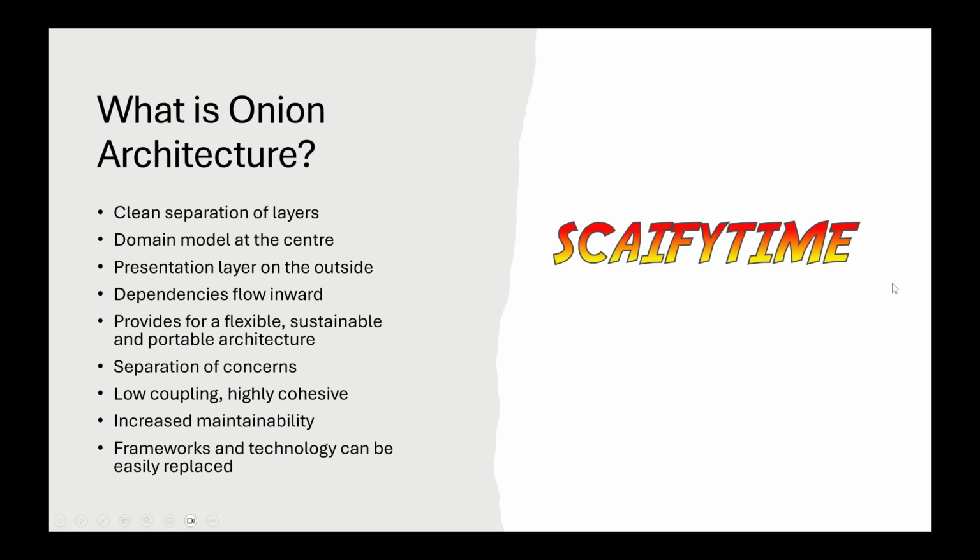So what is onion architecture? Well, it's about ensuring a clean separation between the different layers of an application, of which the domain model forms the core. Onion architecture separates the layers with the domain model at the center and the presentation layer on the outside. So all the dependencies flow inward, with the inner layers having no knowledge of the outer layers. This provides a flexible, sustainable and portable architecture. For example, the UI or database can be switched out easily for another.